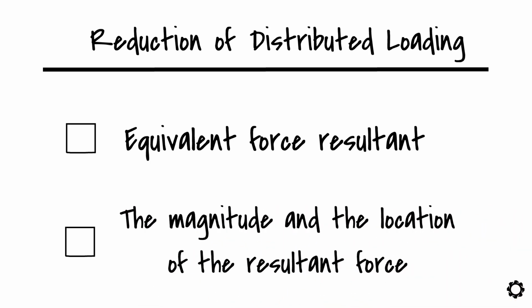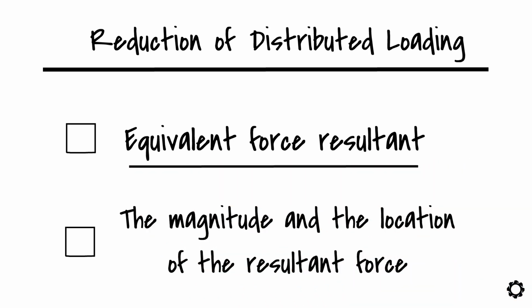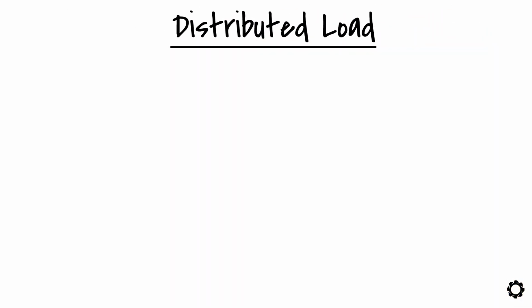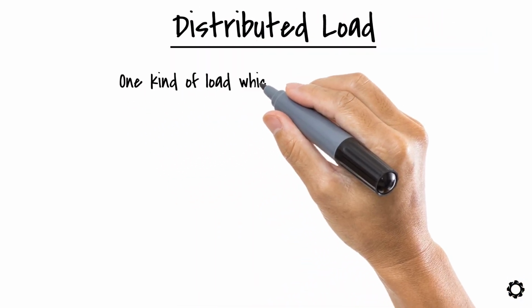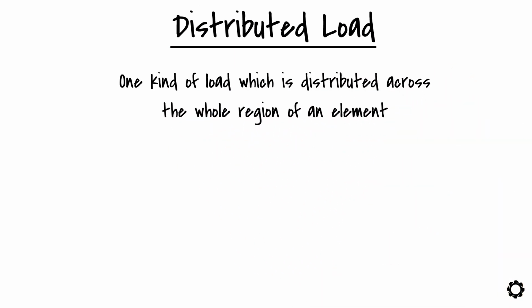Let us get started. Before we can determine the equivalent force resultant for the distributed loading, we have to first know what a distributed load is. A distributed load is one kind of load which is distributed across the whole region of an element that can be, for example, a simple beam.